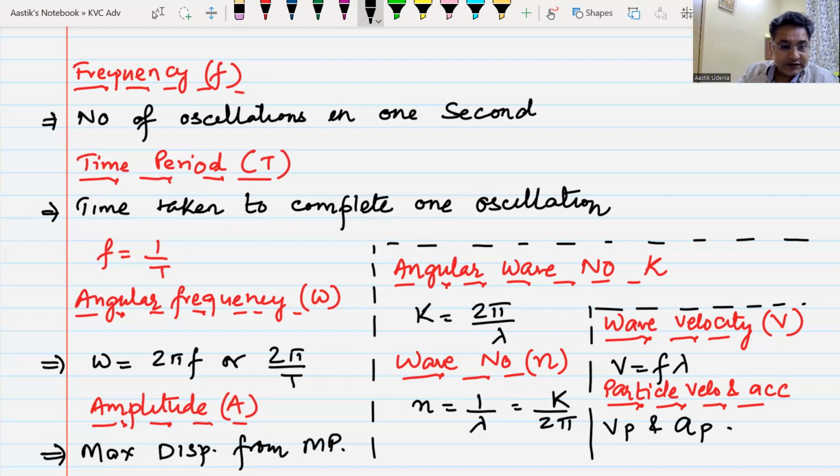We have seen, sir, there are no separate formulas for particle velocity and particle acceleration, or they are the same as in SHM, that A omega sine omega t plus phi.